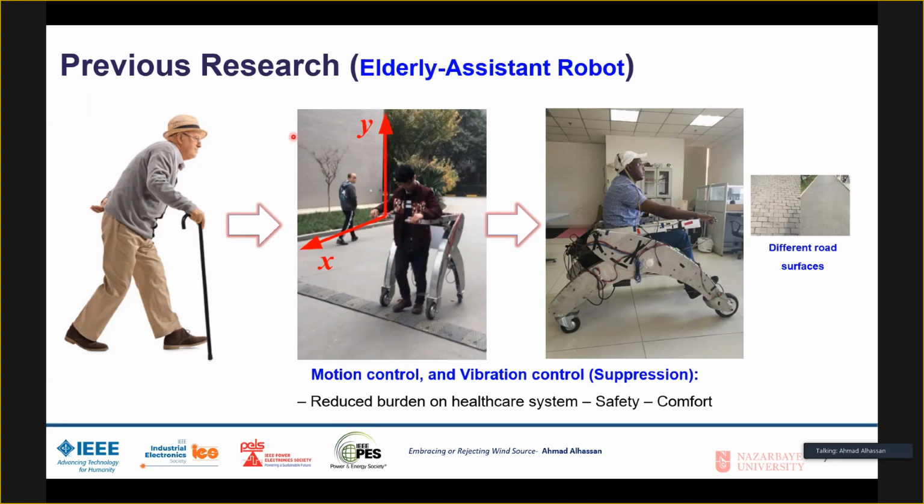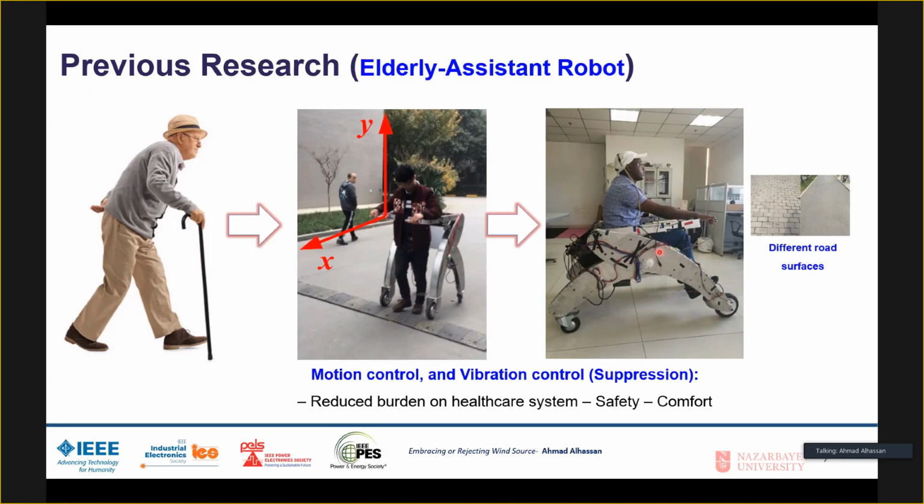So we have developed this robot, which provides walking and sitting assistance for the elders. We can see we have two modes. One here is the walking assistant, so we can make the robot walk, and it can help the elder in walking. And this is the sitting, so the elder can sit and can move around.